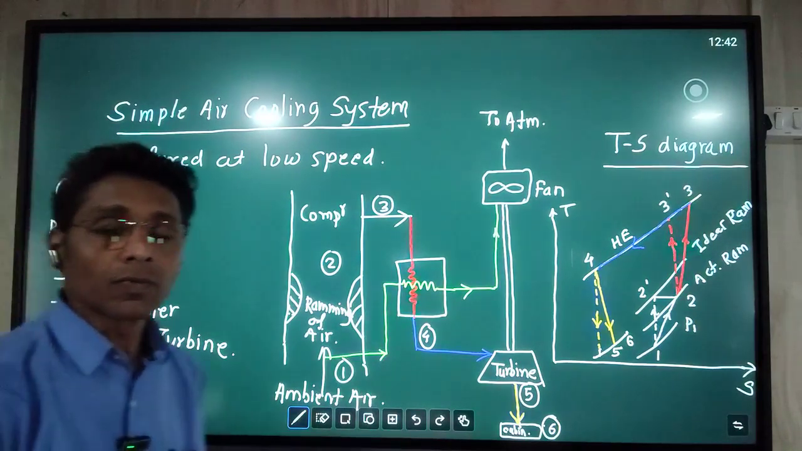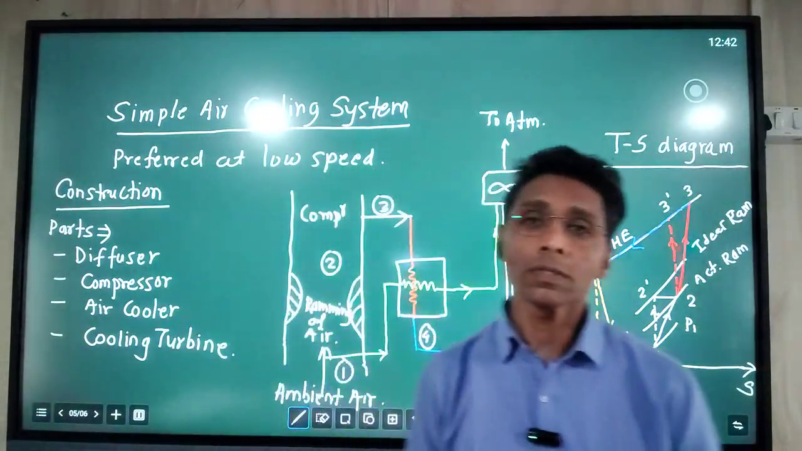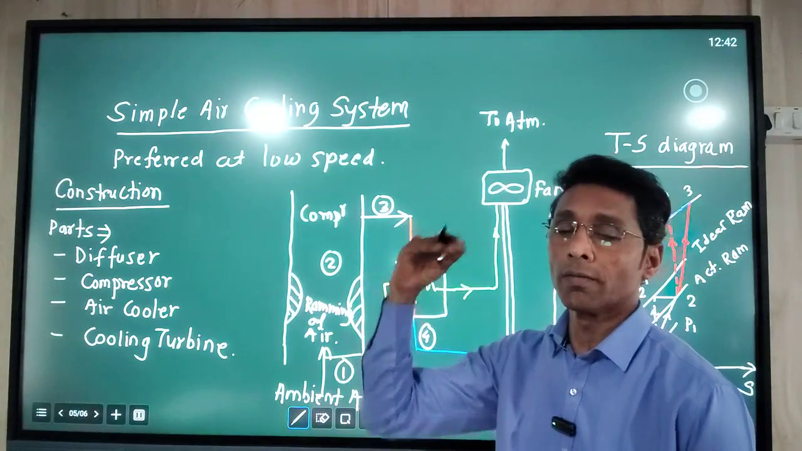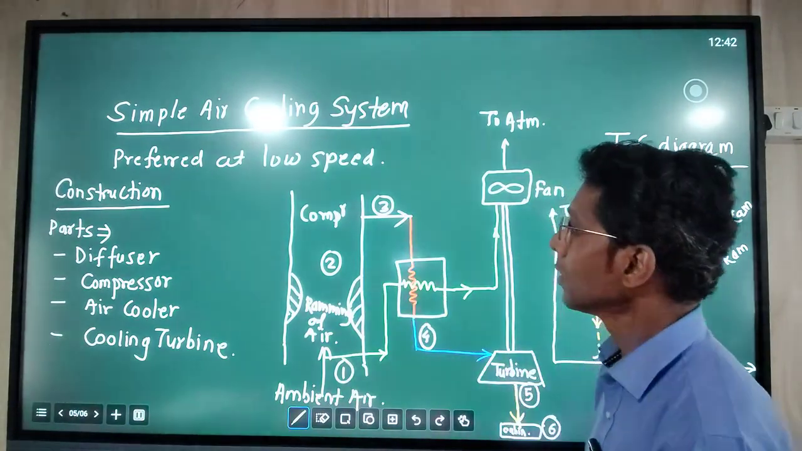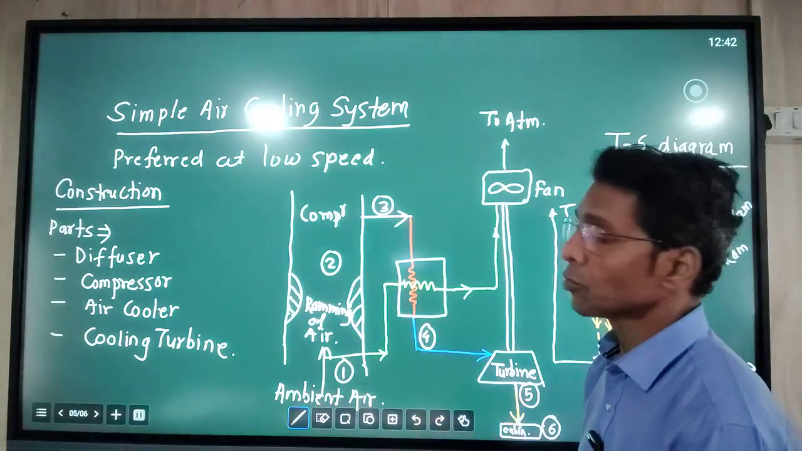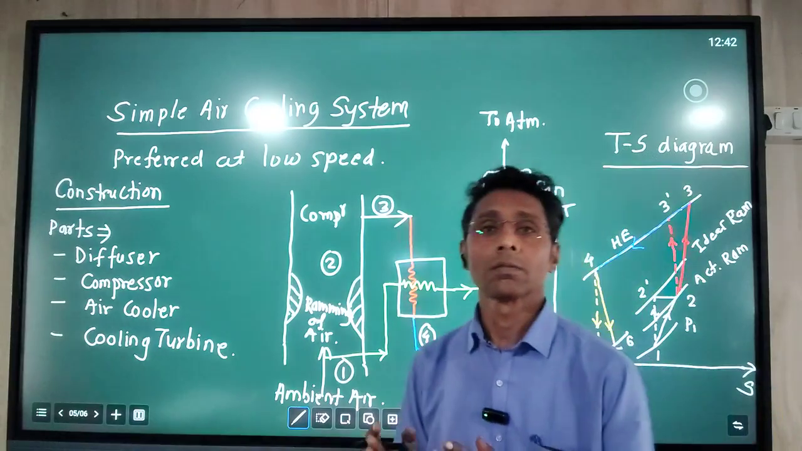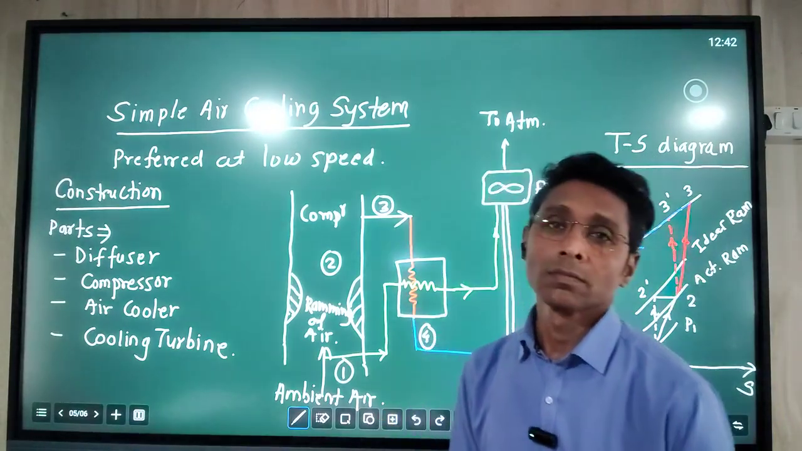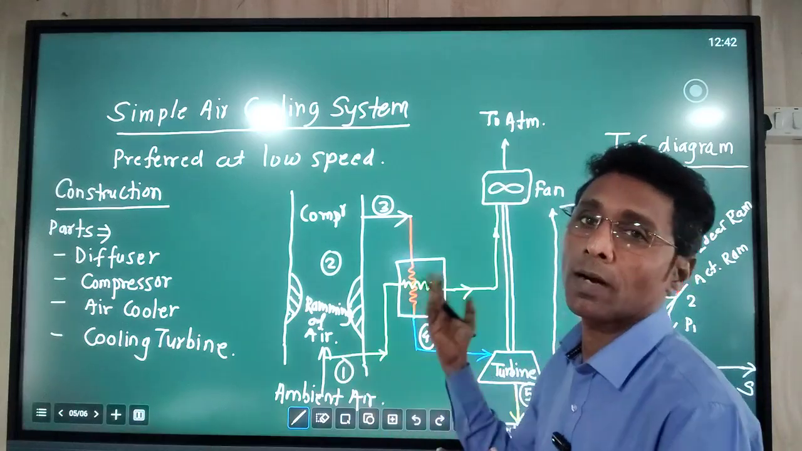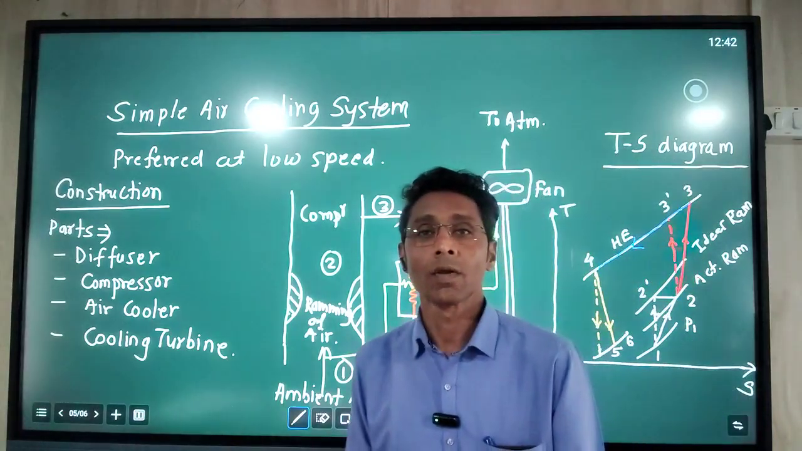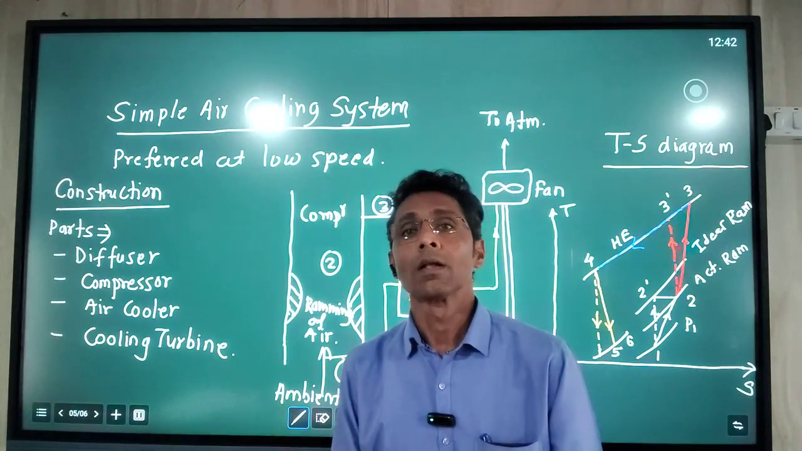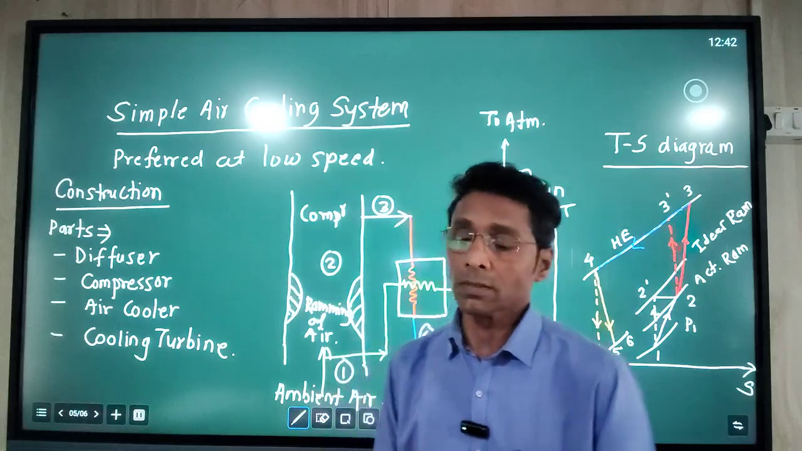This system is preferred for low speed aircraft which are flying at a low altitude from the ground. We will study this system in two parts: part A is construction and working, and part B is analysis, where we will find the different formulas to find the performance parameters.